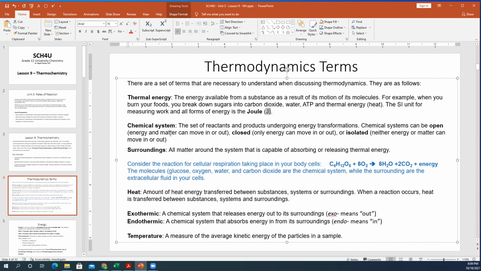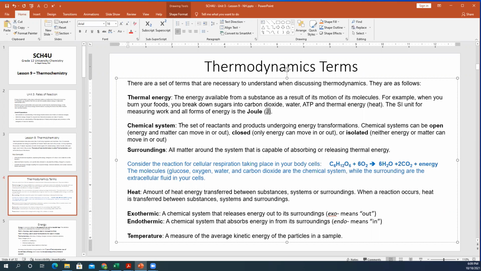Next, a chemical system is the set of reactants and products undergoing energy transformations. Chemical systems can be open or closed. Open means that energy and matter can move in or out, or they're closed, meaning that only energy moves in or out. There's no matter leaving the system or entering the system. Or they are isolated, which means neither energy nor matter move in or out. So that's the chemical system.